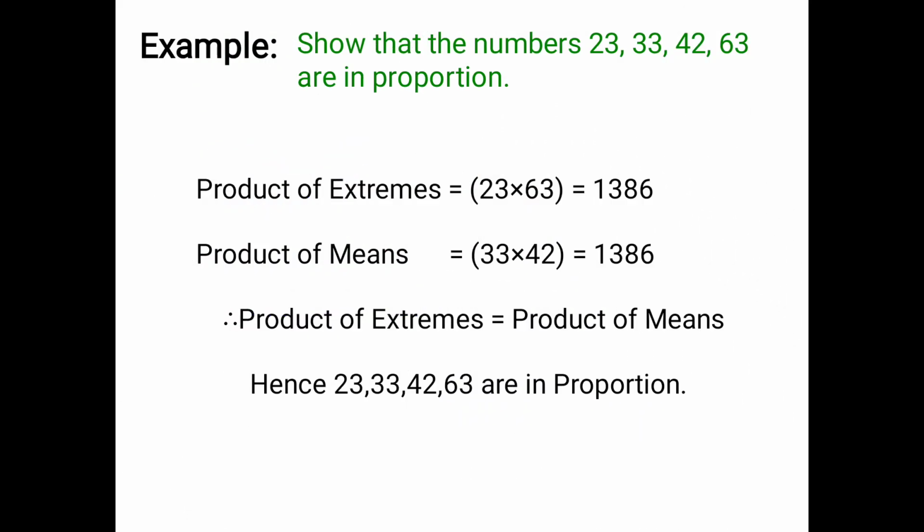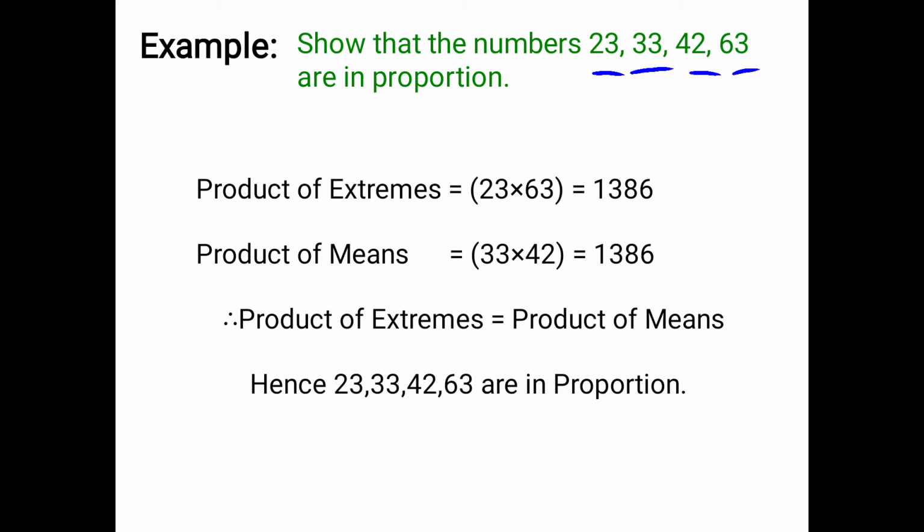Now the next one. Some examples we can see here. The examples show the numbers 23, 33, 42, 63. As I told you previously, four numbers are said to be proportional. Now we have to find whether the four numbers are in proportion or not. So first, this is A, B, C, D.